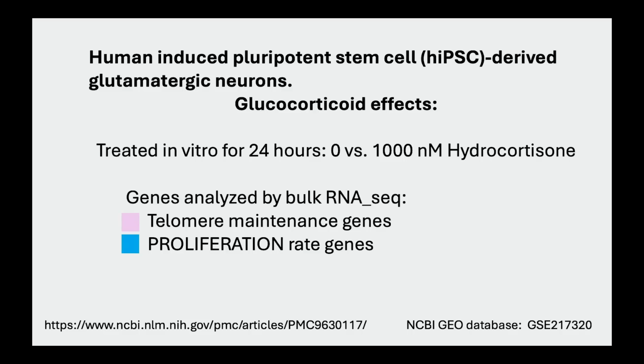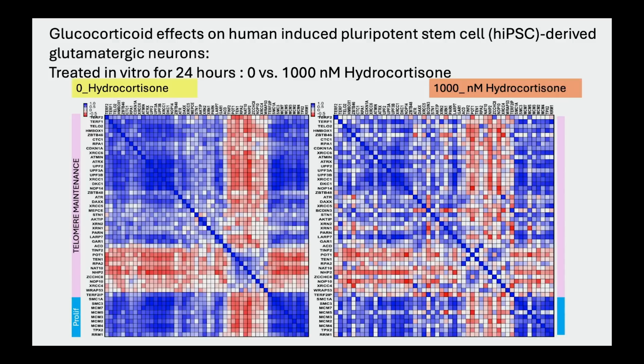So another perhaps relevant cell type is human induced pluripotent stem cell-derived glutamatergic neurons. This is another study I pull out, and I look at the effect of just 24 hours of exposure to a stress hormone. You can see that the pattern has become somewhat disrupted even with this 24-hour exposure.